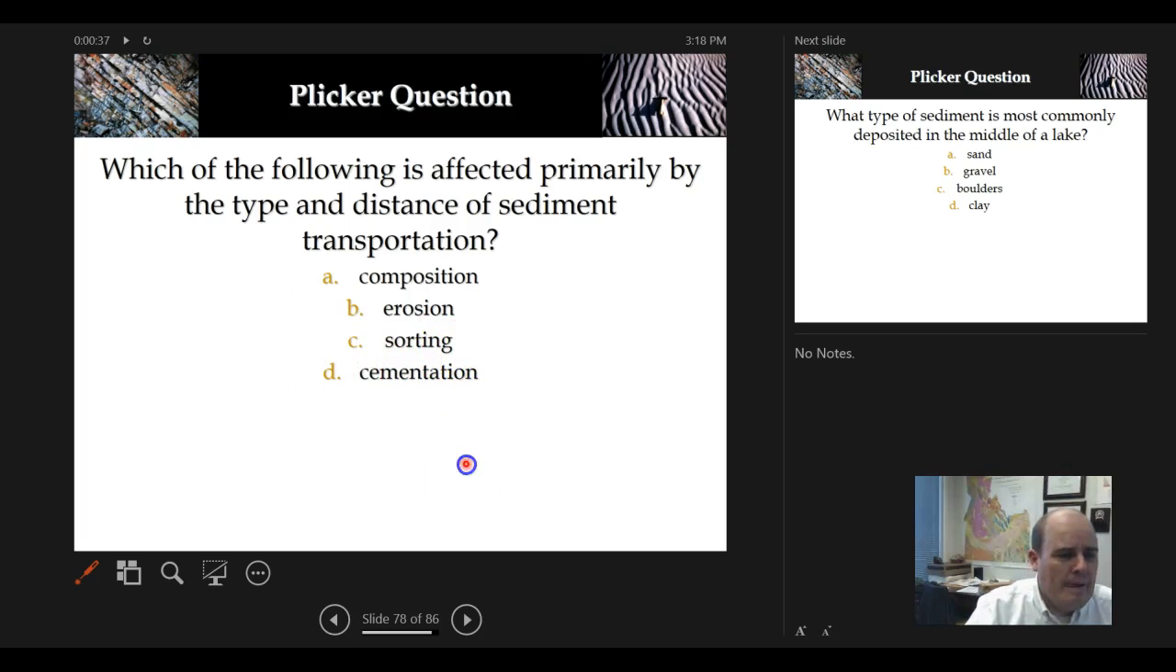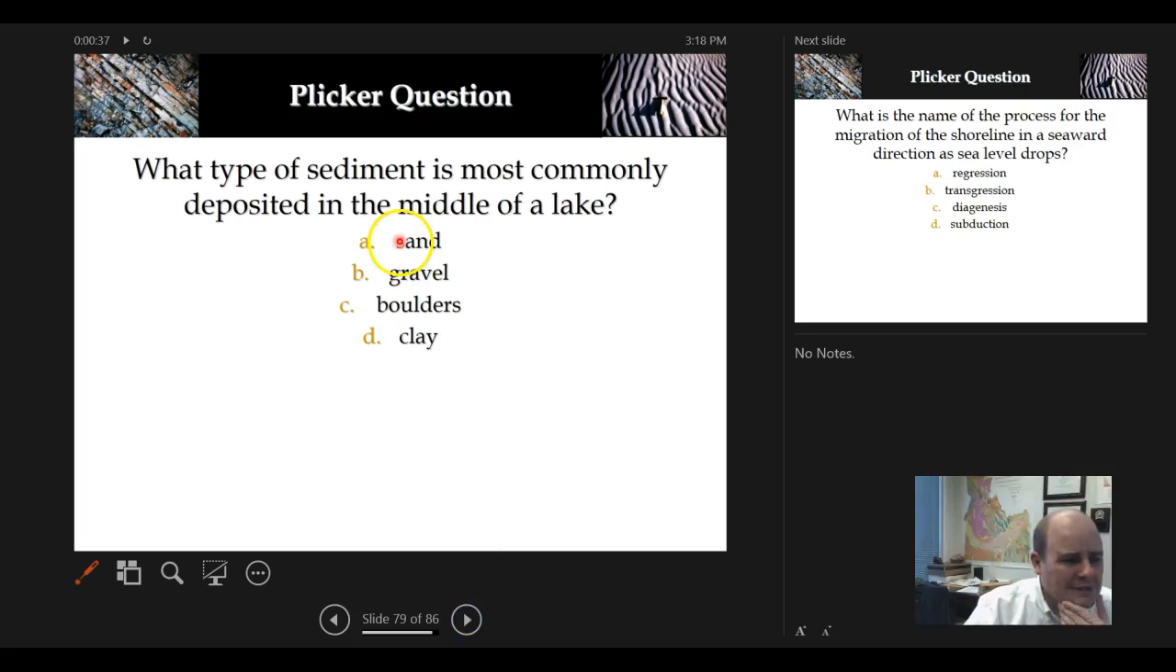Okay? So what type of sediment is most commonly deposited in the middle of a lake? Now, the middle of a lake would be a low energy environment.